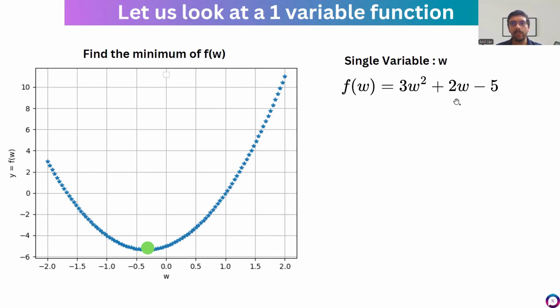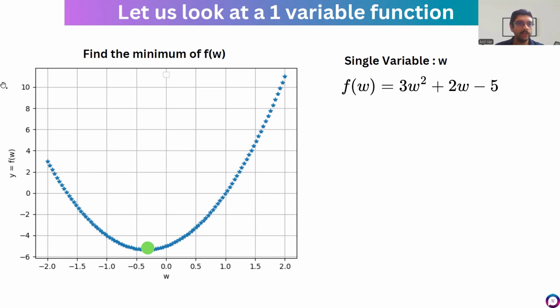The function is a simple quadratic function in one variable. I'm using W here for the variable to stay consistent with machine learning or deep learning notation, where W denotes the weights and so on. So the function is 3W squared plus 2W minus 5, which means for a given W, so if W is 2, you substitute W is 2 here and here, and you get a value.